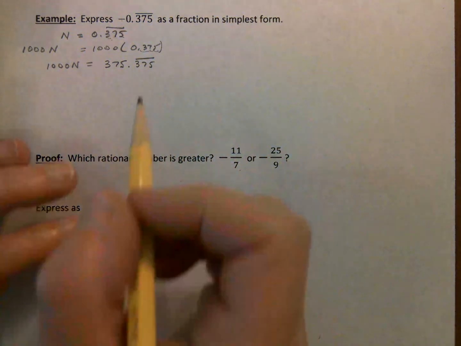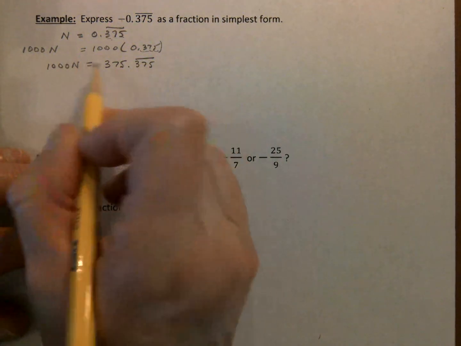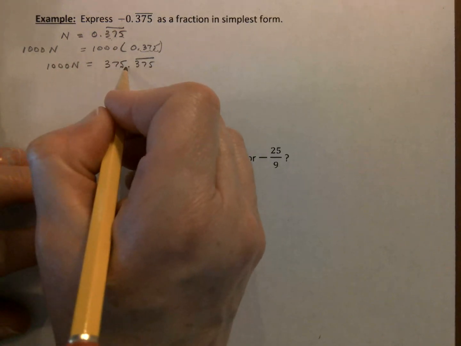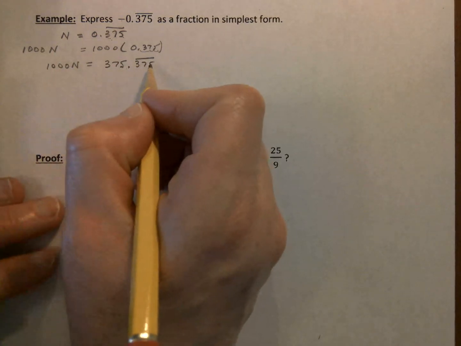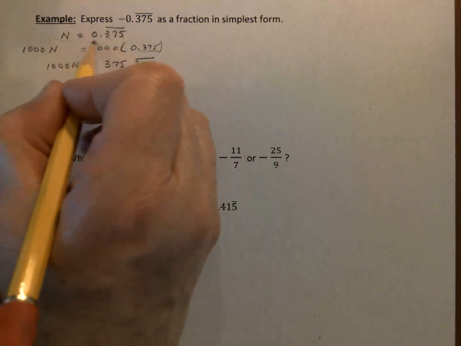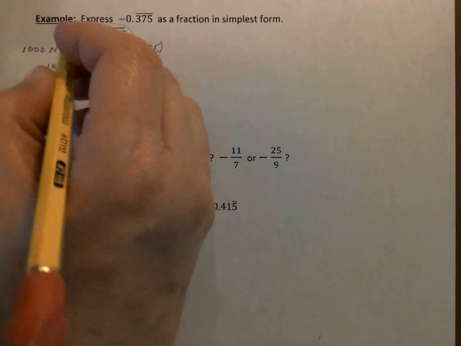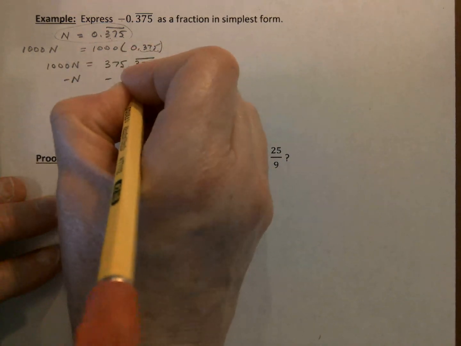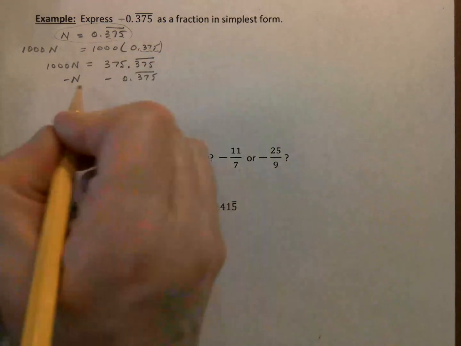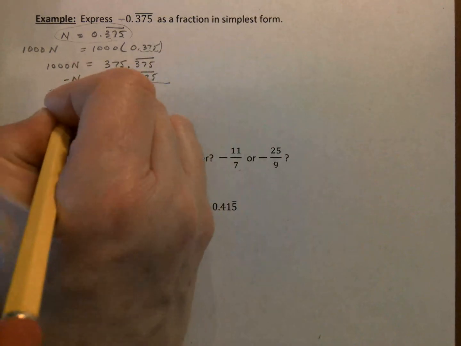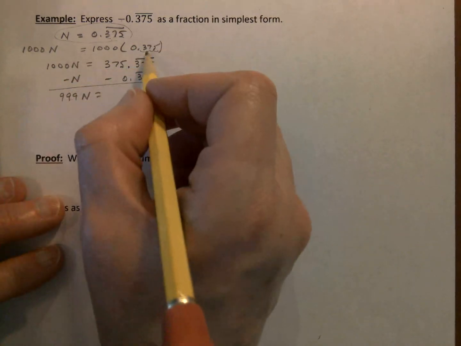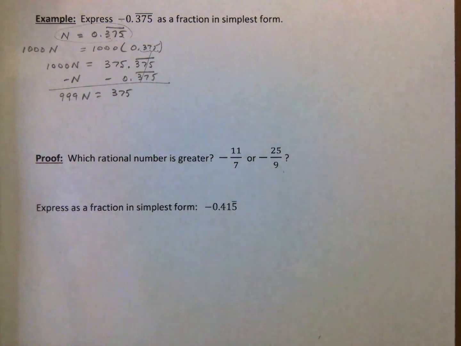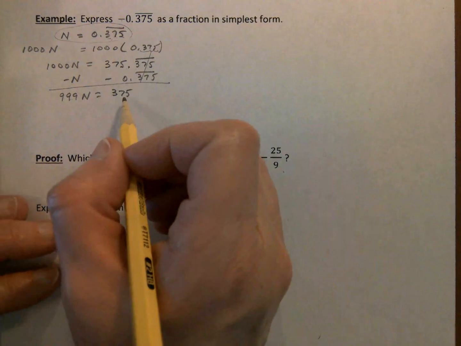Now, what I do to one side, I can do to the other. So I have 1,000n is equal to 375 and 375 thousandths repeating. We know that n is equal to 0.375 repeating, so I'm going to subtract the n on this side, and I'm going to subtract the 0.375 repeating on that side. 999n. When I do this, the repeating part disappears, cancels out. So I've gotten rid of the repeating part of the decimal.